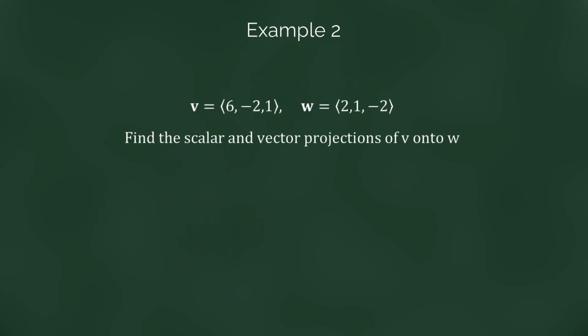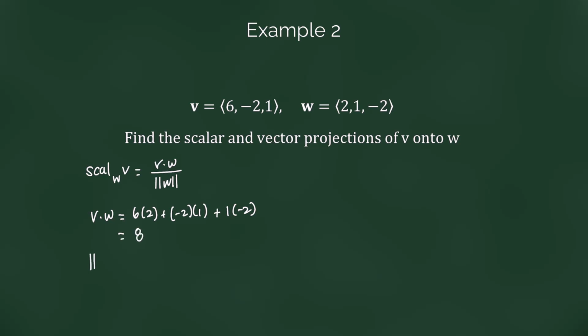All right, in this example, we're going to look at the scalar and vector projections in 3 dimensions. So we'll start off with the scalar projection. We're looking at the scalar projection of the vector 6, negative 2, 1, that's V, onto W. And we know that that is V dot W divided by the magnitude of W. So V dot W, we can do that component-wise. We're going to do 6 times 2 plus negative 2 times 1 plus 1 times negative 2, excuse me. And so we get 12 minus 4, which is 8.